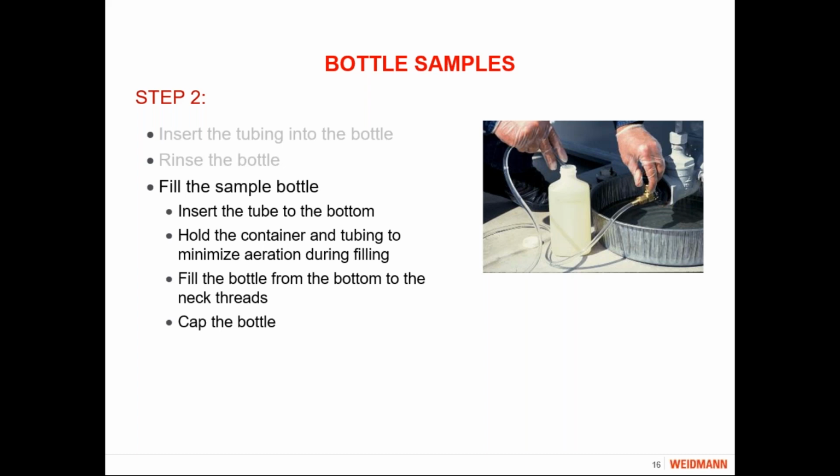Because you always want to make sure that your sample is representative of what's in your operating transformer, and you're not just testing the bottle itself. You want to actually be testing oil that's in the same condition as the oil that's inside your transformer. So you fill it all the way up to the neck threads, and then you remove the tube and cap it as quickly as you can.